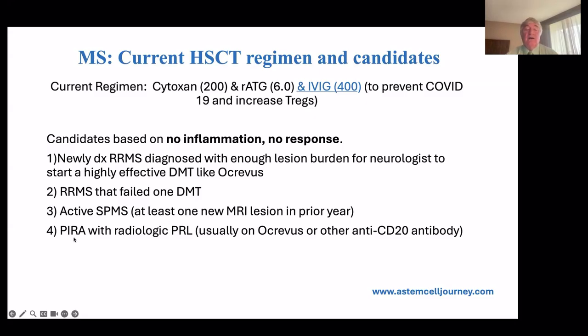a little. And then also we would do PIRA with radiologic paramagnetic rim lesions, which is usually from Ocrevus or other anti-CD20 antibodies. And we're seeing improvement in those patients, although we haven't reported that because that's a whole new thing, where because of Ocrevus being used so much in America and Europe, we're now getting these patients frustrated that they're still having these symptoms or very slightly worse symptoms, and they just keep getting the same therapy.